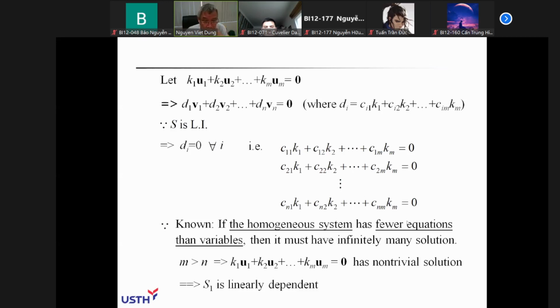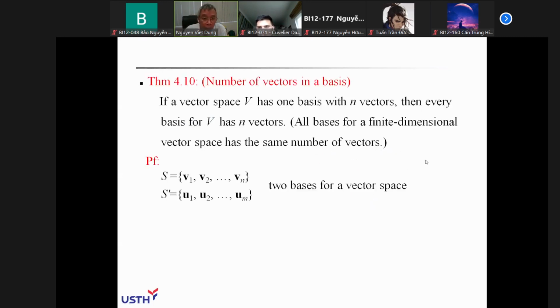And one application of that is, if you consider a homogeneous system of linear equations, if the number of equations is less than the number of variables, then it always has infinitely many solutions. That is one thing you can imply from the previous slide. Now I look at that thing.